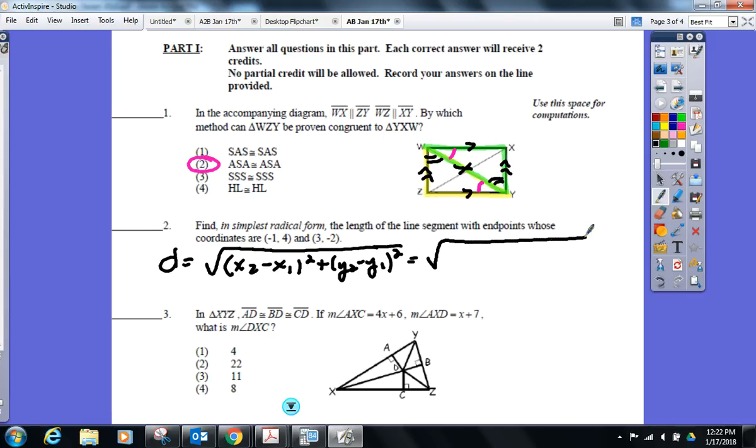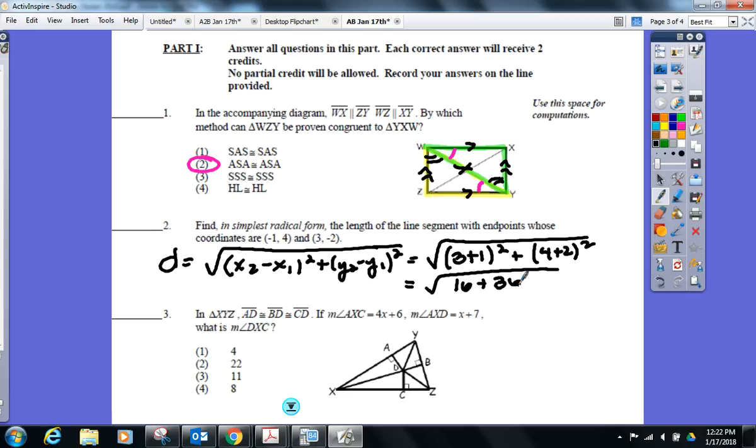All right, let's do this. What are my x coordinates? 3 and -1, so it'll be 3 plus 1 squared. And then what about your y coordinates? 4 plus 2 squared. The order of the x's and the y's doesn't matter in the distance formula, just as long as they go together. All right, so I'm looking at 4 squared, which is 16, and 6 squared, which is 36.